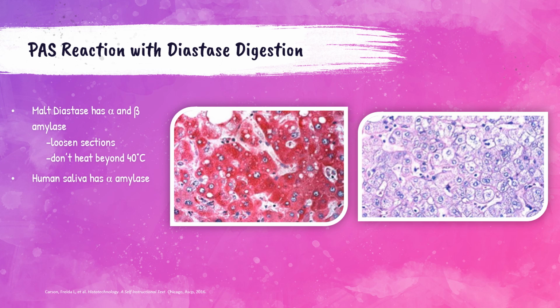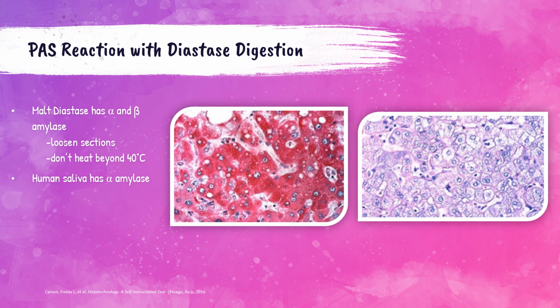Malt diastase contains both alpha and beta amylase and is frequently used for the digestion step of this reaction. This tends to loosen the tissue sections and doesn't always completely digest the glycogen present in the tissue. Human saliva only contains the alpha amylase enzyme, so this can be used to digest the glycogen when put on tissue for 20 minutes at room temperature.